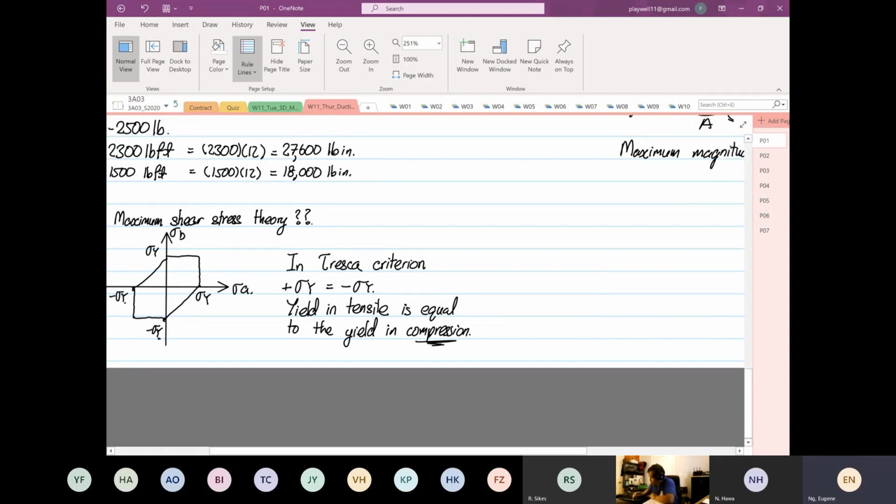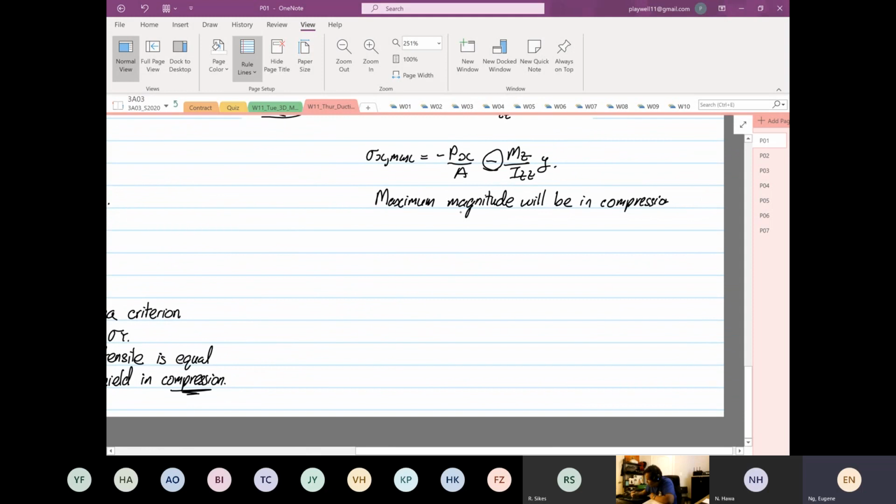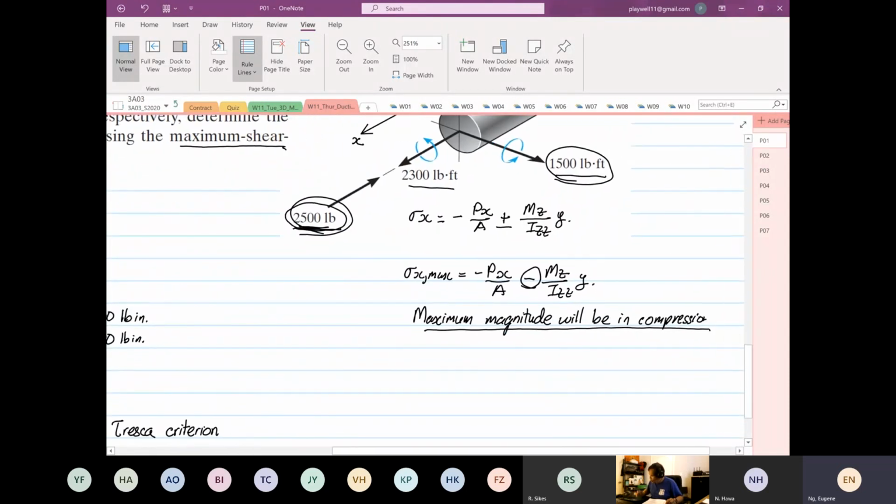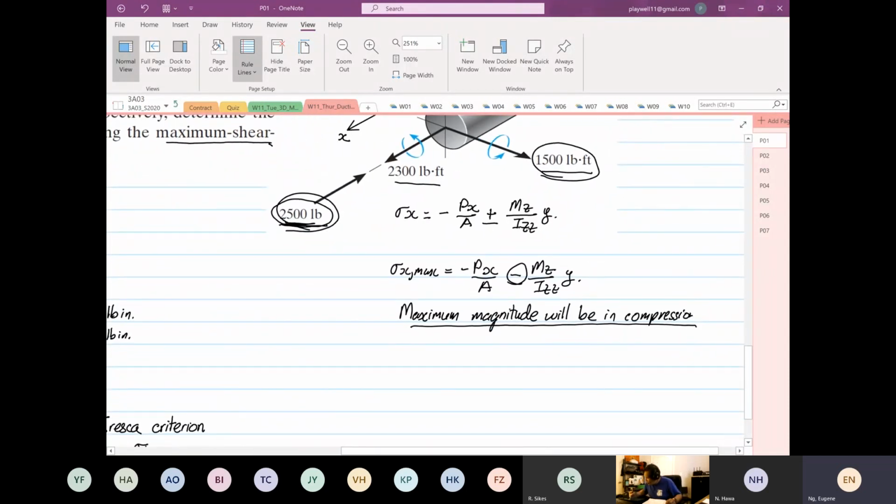So we have to analyze the structure where we have maximum magnitude in compression. So a simple message like this has a lot of reason and interpretation. I want you all to know this. This is absolutely critical. If you don't know this statement, you say, okay, let's analyze it in tension. Why should we be doing it in compression? Why can you do this in compression or in tension? Because we already know this value over here will be higher.